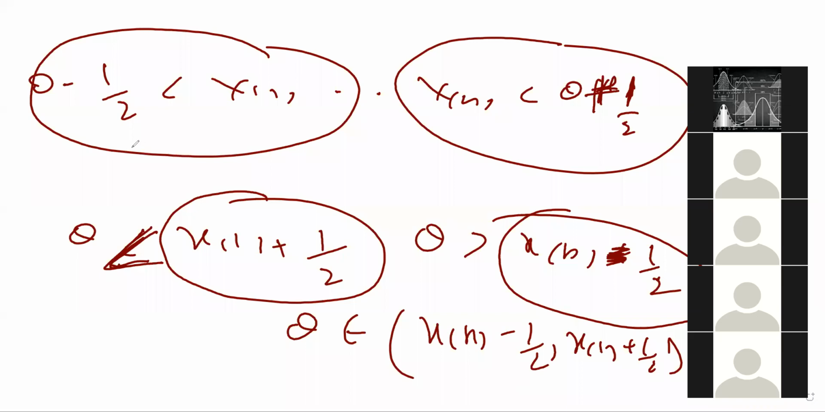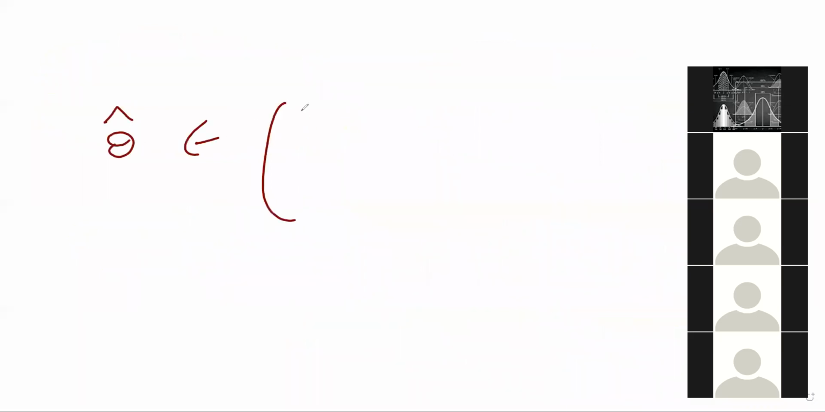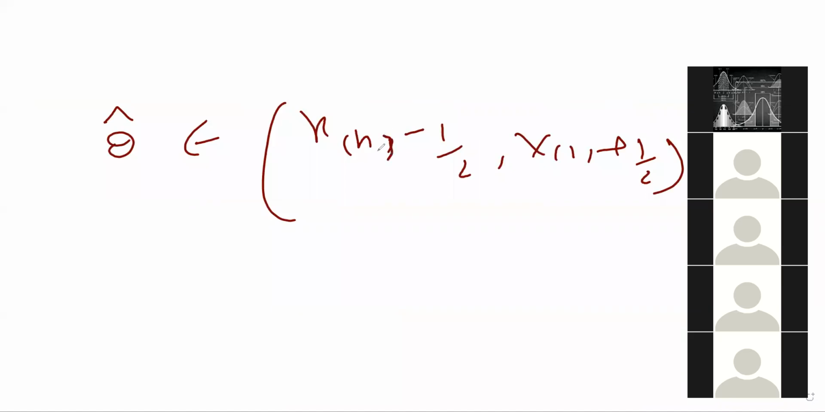So what is MLE? MLE is any value that is lying between xn minus half to x1 plus half. It means that any value coming into that interval will be MLE. Now there is one question which regularly comes in JAM, every examination. Till here everybody can do it, but the most important part that I'm going to ask is this.